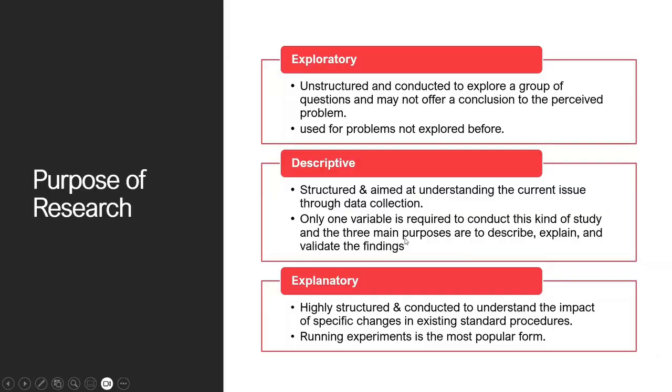Now, why do we do research? There are three basic aims of a research process. The first one is exploratory. Exploratory means you just want to explore something. It's unstructured, and you do it to explore a group of questions. It might be a single question, it might be more than one question. It doesn't mean that you will reach a conclusion or an answer at the end of this stage. It's just that you look at data and see what's happening.